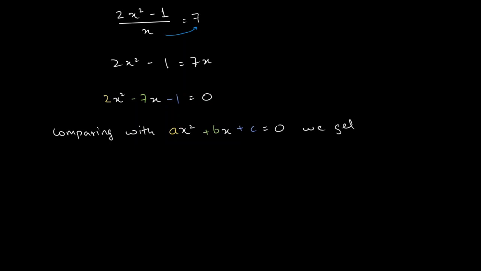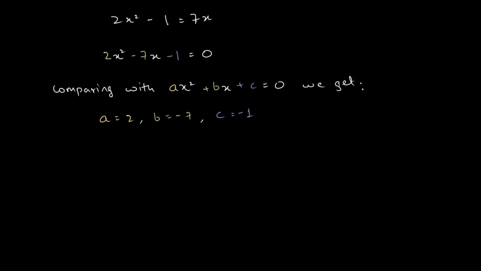we get our required values for a, b, and c, which is a, as you can see, is equal to 2, the coefficient of x squared. b, which is the coefficient of x, is equal to minus 7, and c, which is the constant term, is equal to minus 1, right?